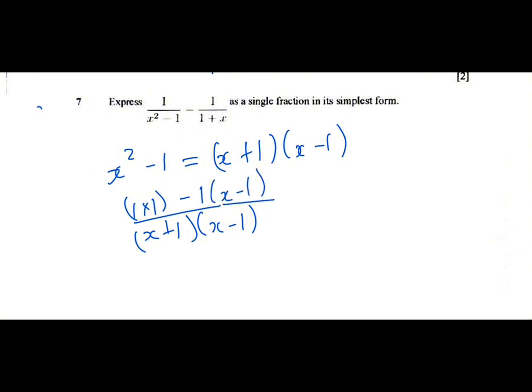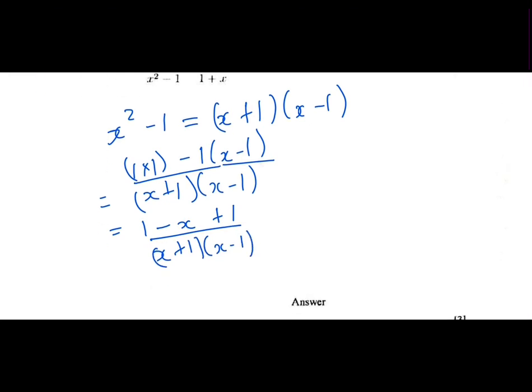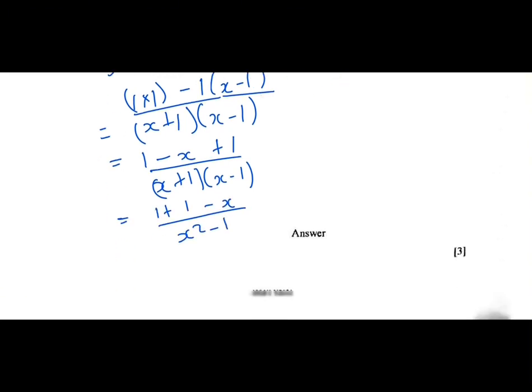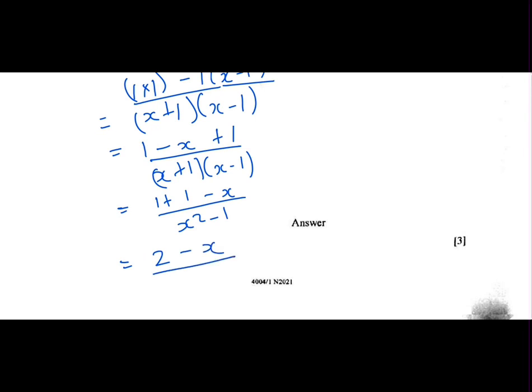X plus 1 into x plus 1, x minus 1, you get x minus 1 multiplied by the numerator minus 1. Then what you're going to do is operate the numerator and then express it over the denominator. Now 1 minus x plus 1 is the same as 1 plus 1 minus x, which is equal to 2 minus x divided by the common denominator, which is x plus 1 bracket x minus 1.